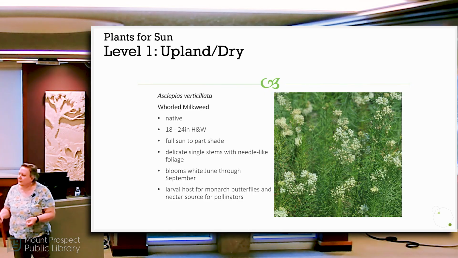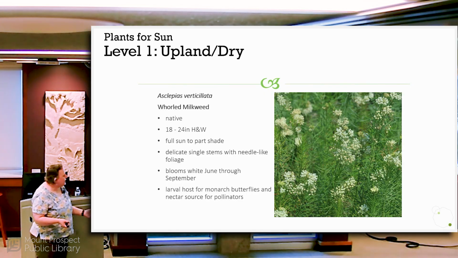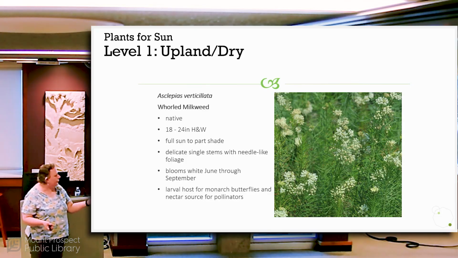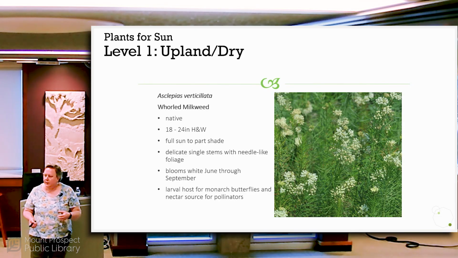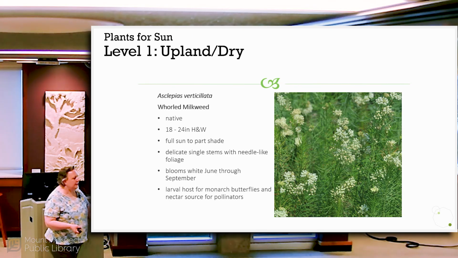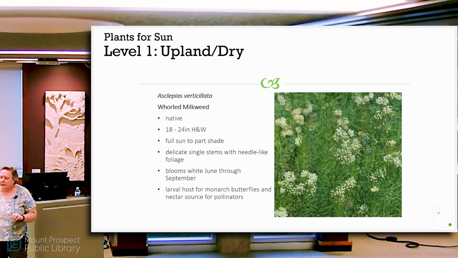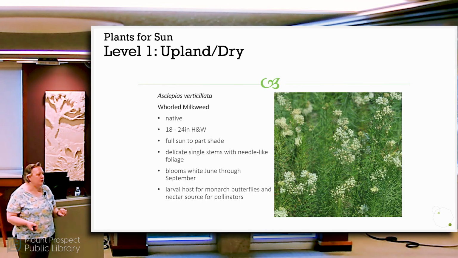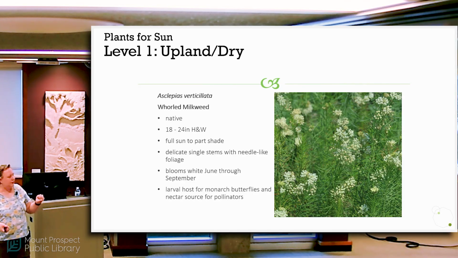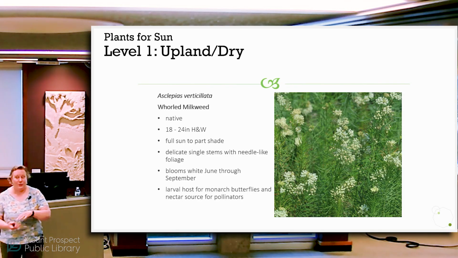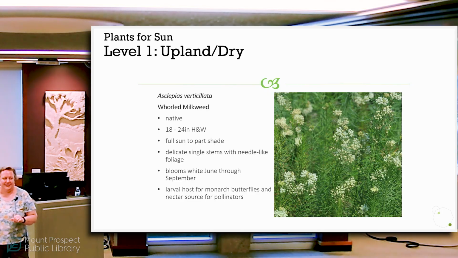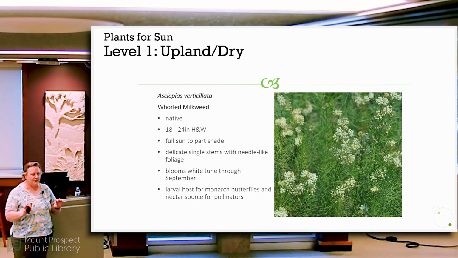For a native plant that's very garden friendly and is still a milkweed, there's whorled milkweed. It's only 18 to 24 inches, so it's down below your knees. It's very delicate in its habit, and it blooms white from about June into September. It does all the jobs of milkweed by being the larval host for monarchs. Milkweed also has a whole list of stuff that lives on it, and that's a whole other conversation. But no bug seems to be able to resist the nectar of a milkweed.